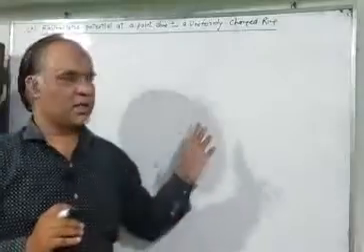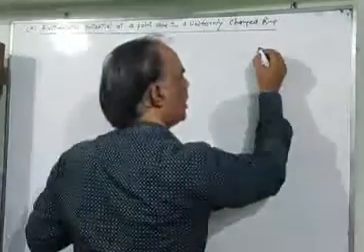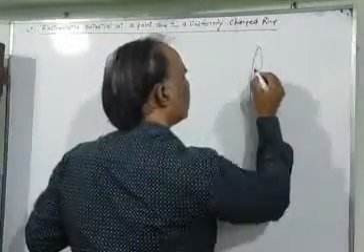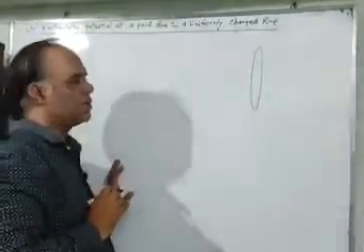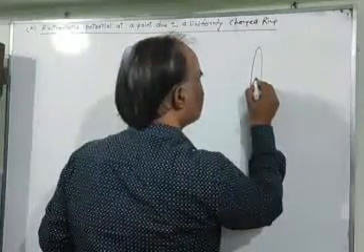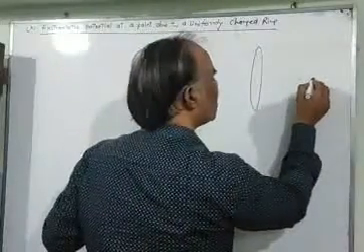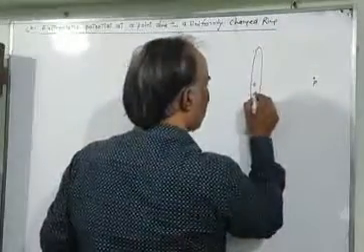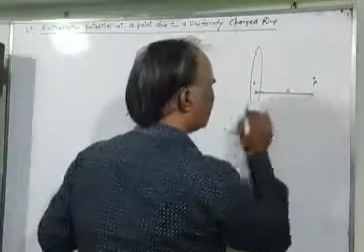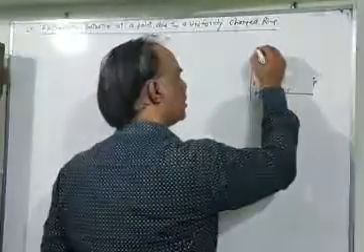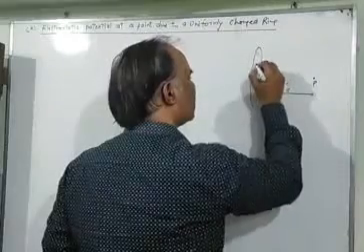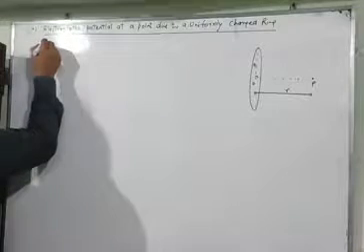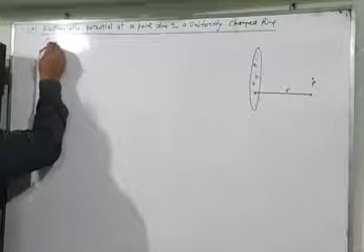For this derivation, let us consider a ring with uniformly charged and having uniform charge density. The point P, the point of observation, having distance r from the center of the ring, and A, the radius of the ring. So, first of all, let us mention the consideration.